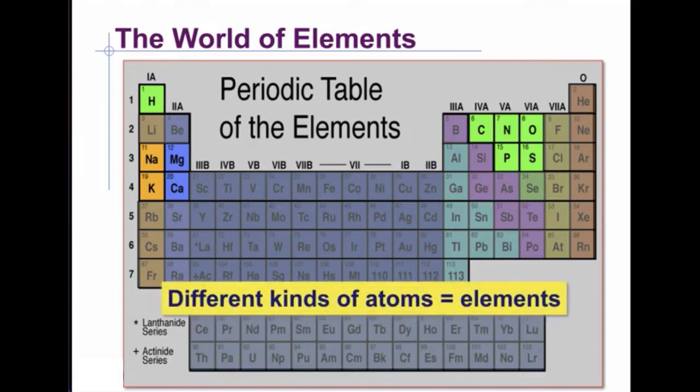Well, obviously we know from high school or middle school that elements are arranged in the periodic table of elements, and different kinds of atoms are different elements. So as you can see here, the most common that we have are hydrogen, carbon, nitrogen, oxygen, phosphorus, and sulfur, which are very essential to life. So here is an example: carbon, hydrogen, oxygen, nitrogen, phosphorus, and sulfur.